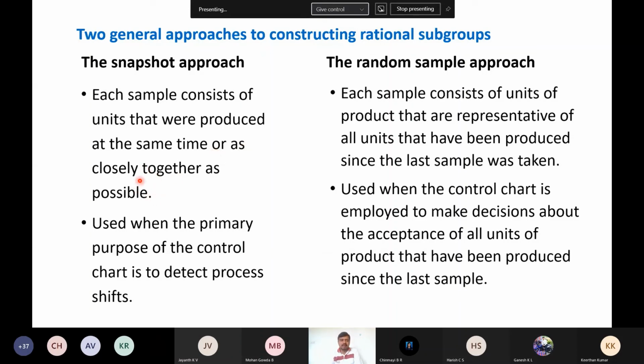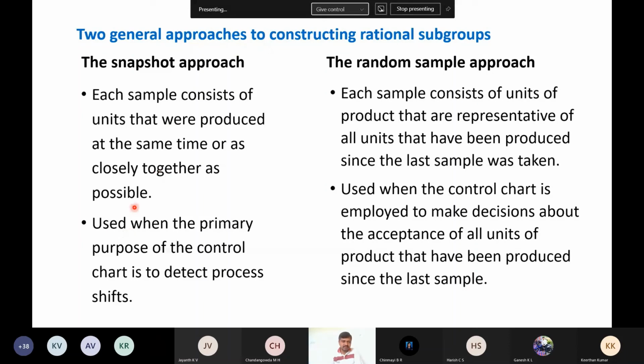Whatever is produced after 1 hour, 1 hour 30 seconds, 1 hour 1.5 minutes, 1 hour 2 minutes, like that, you are immediately taking samples. Because of that, the quality of the samples may be almost the same. If there are deviations, they are very minor deviations.